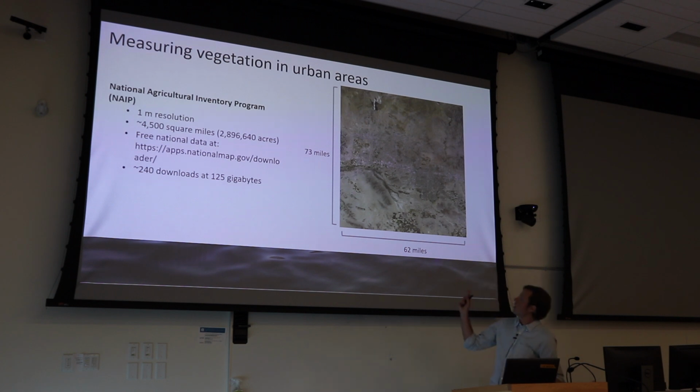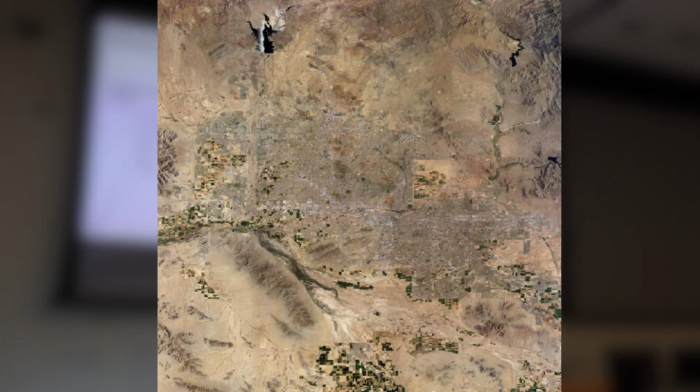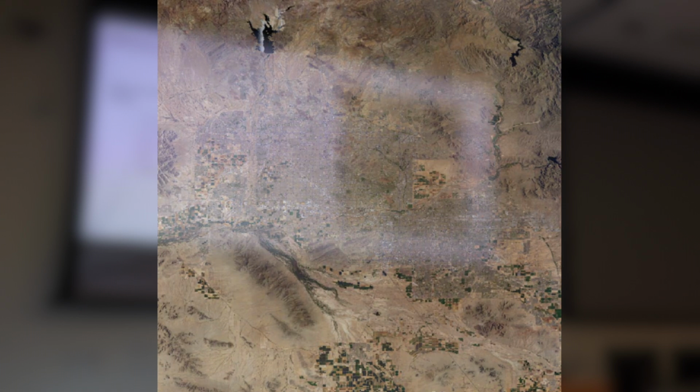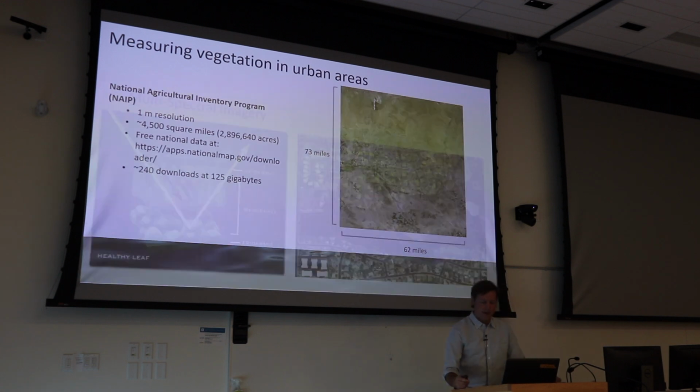What I'm showing you here, this is the Phoenix metropolitan area. It is 73 miles by 62 miles. This isn't a screen grab off of Google Earth or anything. This is a 125 gig image file, where every pixel is at 1 meter resolution and contains information about what wavelengths of light have been reflected off the ground. So that's the only hard part about this. You can do this very easily for small areas. To step it up, my research assistant and I had to do 240 downloads and then stitch them together. So that was a little hard, but you can do this at smaller scales quite easily.